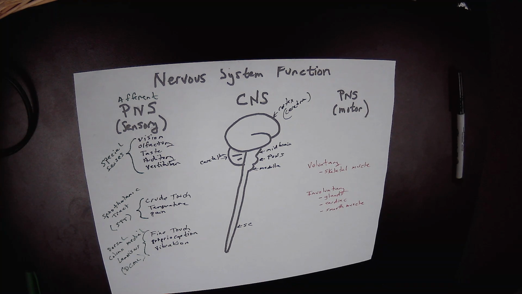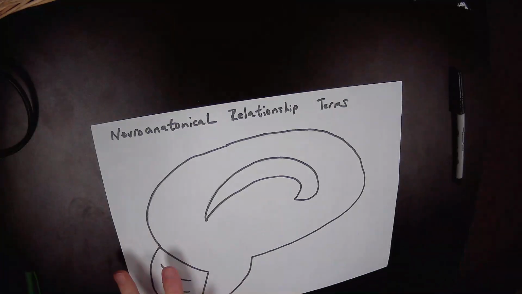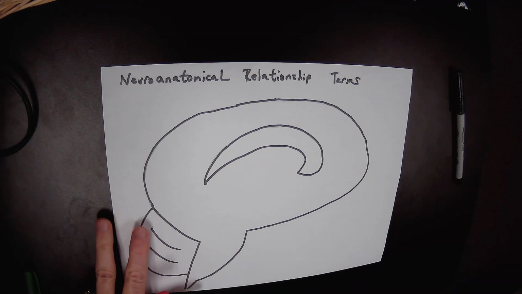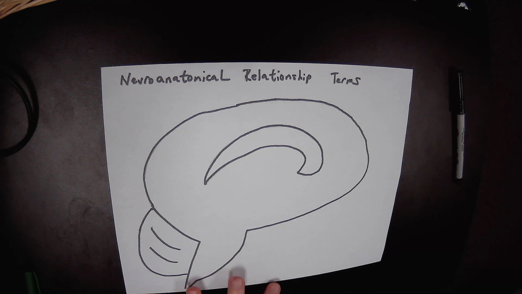Okay? All right. Questions? Does it make sense? Big picture about what the nervous system is and what the nervous system does. Let's go ahead and move on to this next section, neuroanatomical relationship terms.